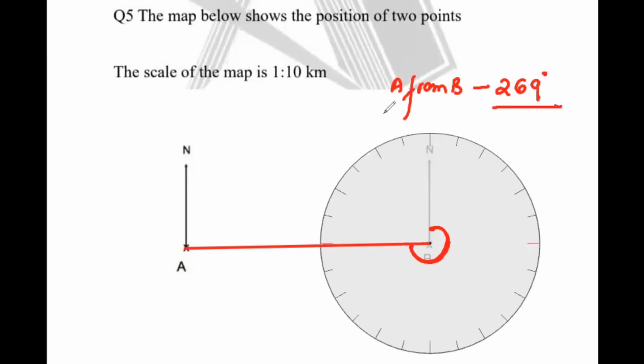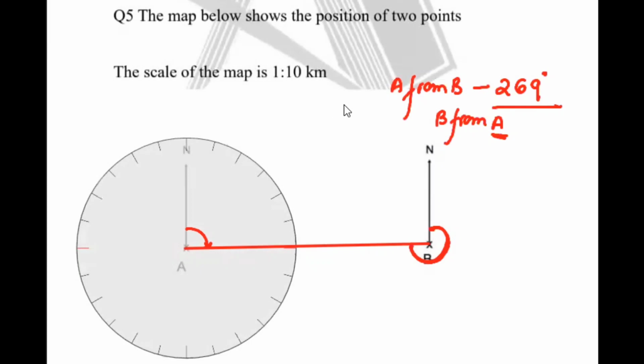Now the second is we have to calculate the bearing of B from A. From A, that means at A I have to draw a line pointing towards north, and from there I need to move clockwise until I reach B. This angle I have to measure. So let me measure this angle. This angle is 89 degrees. So the bearing of B from A is 89 degrees. Let me move on to the next question.